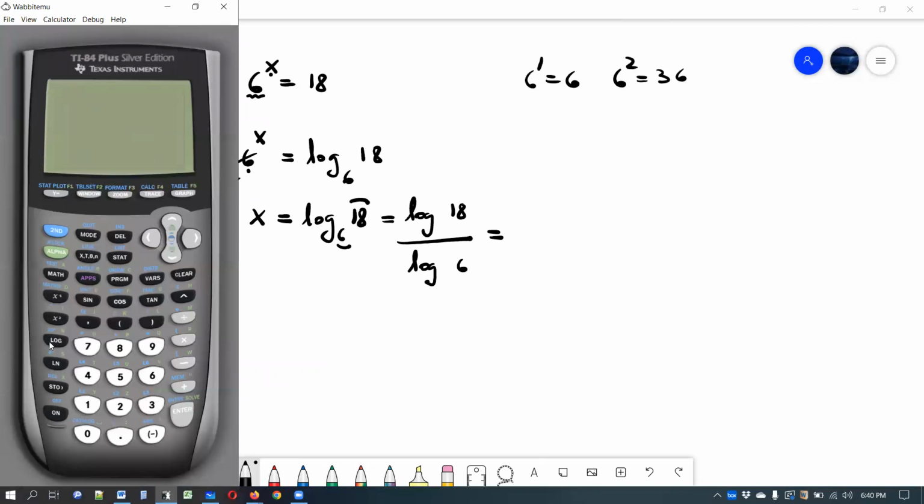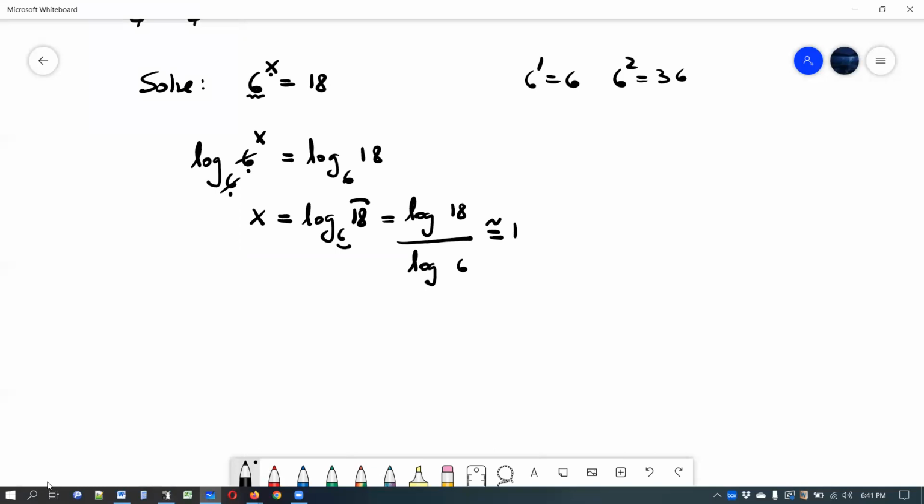Okay, so here is my log base 10. So I'm going to say log 18 divided by log 6. And this is the answer, 1.613, approximately 1.613. All right, and this is the answer for this problem.